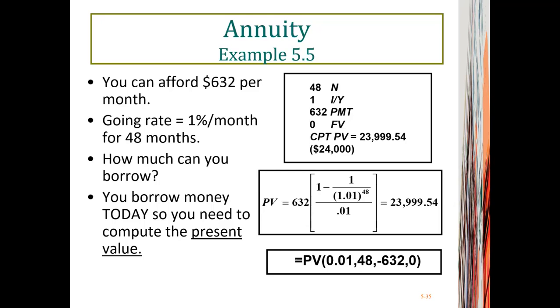Then you can apply the formula to solve the same problem. Present value equals monthly payment 632 times 1 minus 1 over 1.01 raised to the power 48, divided by 0.01. It will give you the same answer. And also you can use a spreadsheet and use the PV function. 0.01 is the rate, 48 is the number of time periods, and the payment is negative 632, because in the future you pay money, that is cash outflows, and the future value is 0.